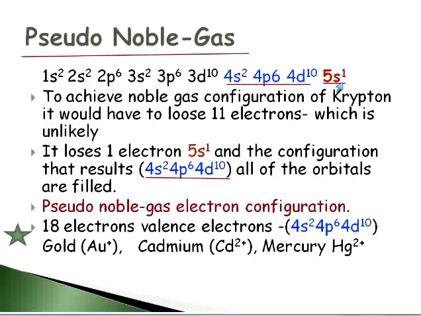So you would lose the s orbital. Here's that 18: 10 plus 6 plus 2 is 18. Some examples of pseudo-noble gas configurations: gold with a 1+, cadmium with a 2+, and mercury with a 2+. These are some other examples. This one is silver. So the pseudo-noble gas electron configuration has the highest occupied energy level not with 8, but with 18, and the s, p, and d orbitals are full.